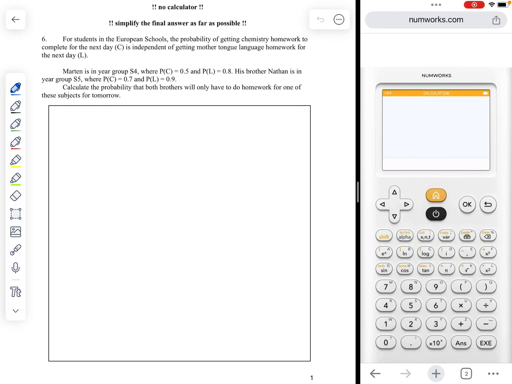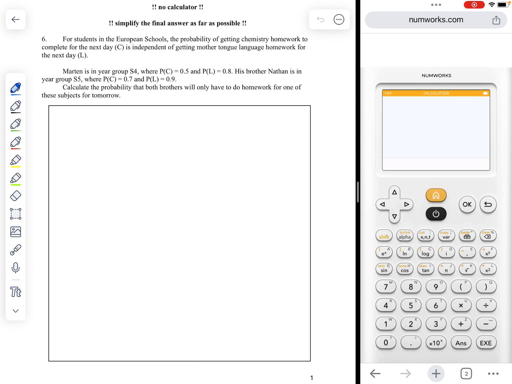Question 6. No calculator to be used. Simplify the final answer as far as possible. For students in the European schools, the probability of getting chemistry homework to complete for the next day, C, is independent of getting mother tongue language homework for the next day, L.